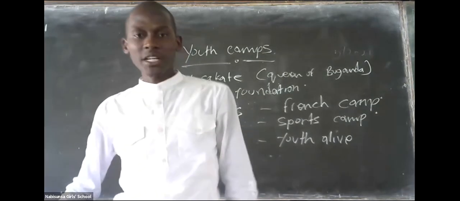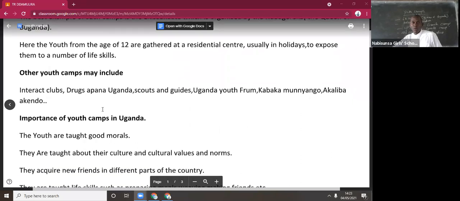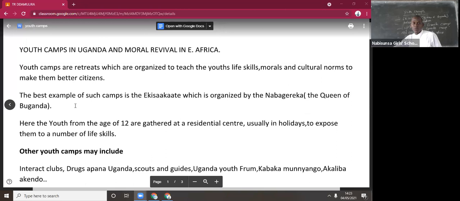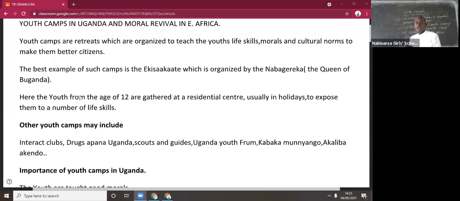Now, let me try to share something again here on the screen. As you see, what Chagulu Gadamrina managed to prepare for us: Interact clubs, Draga Panel Uganda, Scouts and Guides, Uganda Youth Forum, Kalakamu, Nyango, there are many. Even if you don't copy this work, we are going to put it in the e-learning platform. You are going to find all the notes there, so that you will copy them at your free time. But right now, we need to concentrate so that we can learn. Okay, now let us go to the next question.